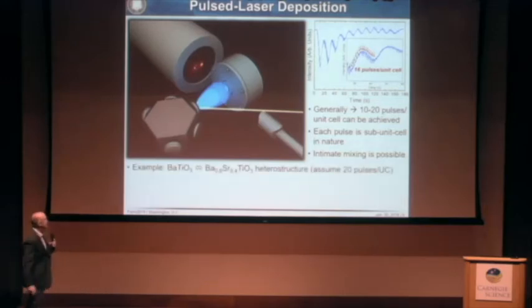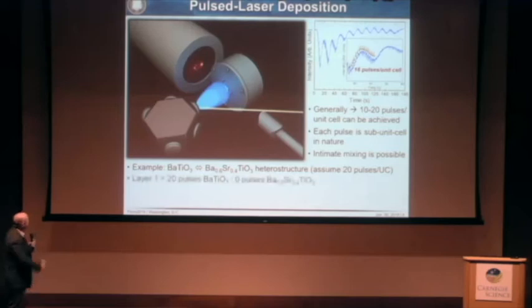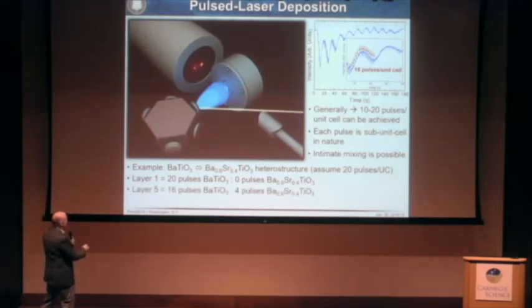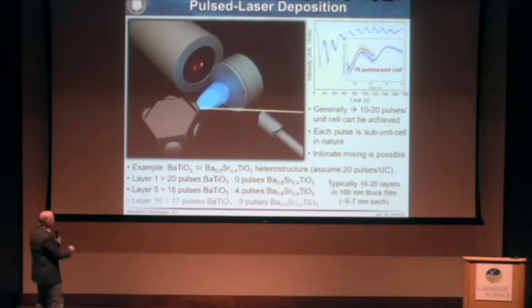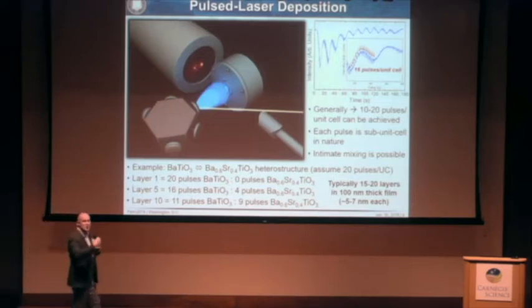So the example of the barium titanate, barium strontium titanate, if we assume something like 20 pulses per unit cell, which is about what we had, we can start with layer 1 here, where we put 20 pulses of barium titanate to every 0 pulses of the other material. If we go to the 5th layer, we're now at 16 and 4. We go to the 10th layer, we're at 11 and 9. We can break this up however we desire to make sure that we get a nice uniform mixing.